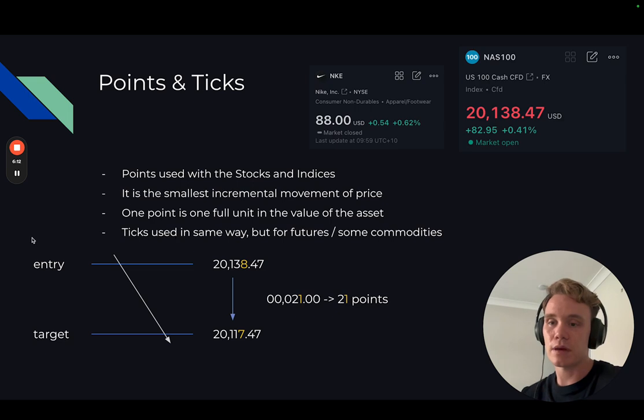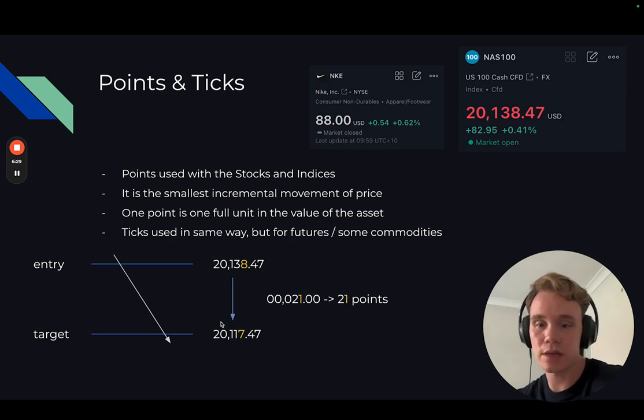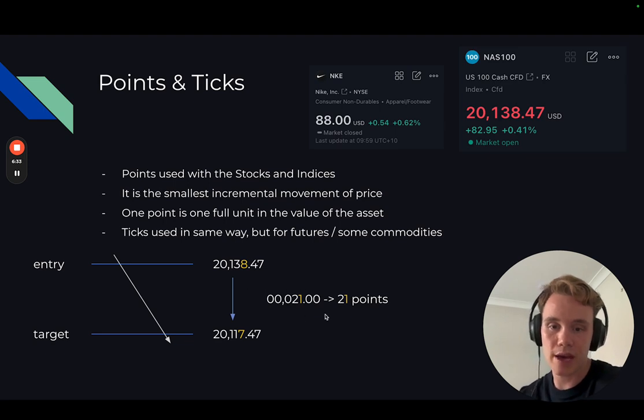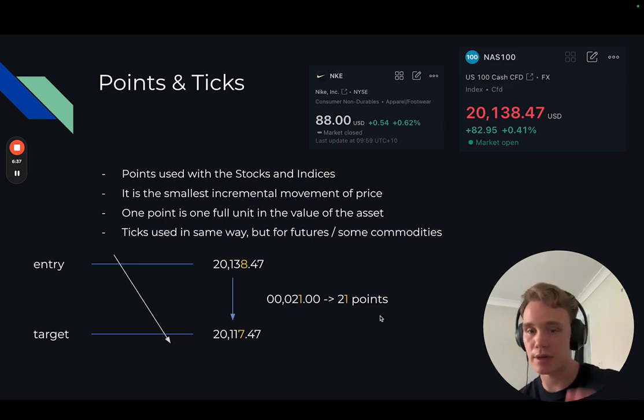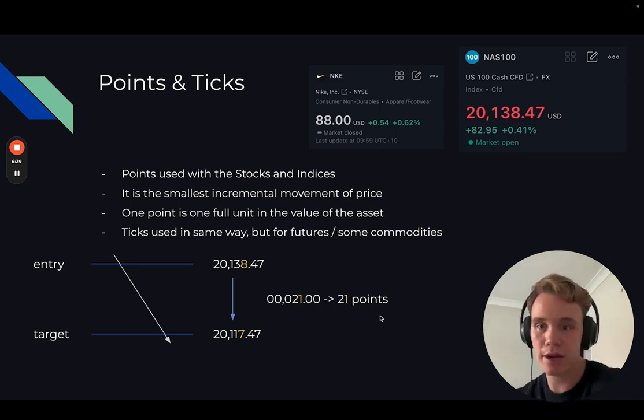So we've got the same example here using the entry and the target. We're looking to short the market. The Nasdaq trading at 20,138 points. We want a downside target at 20,117 points. We then do the subtraction of the lesser number from the larger number. We get the overhang of 21 points here, and that's how we can identify the movements of price.